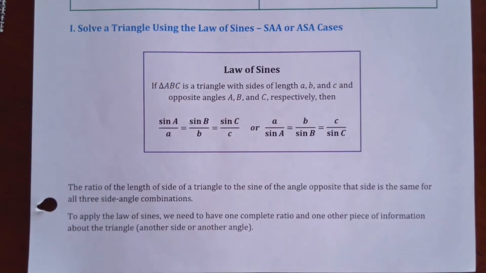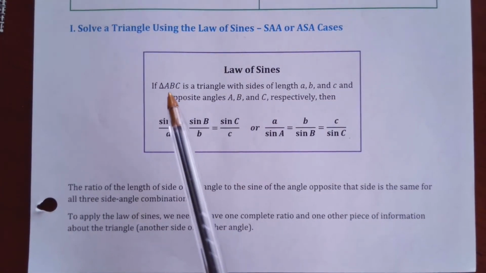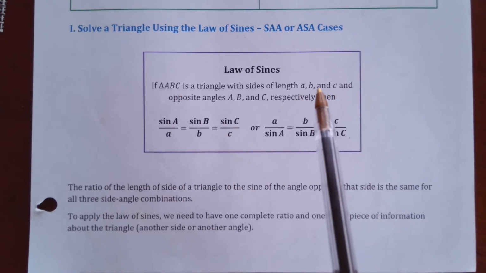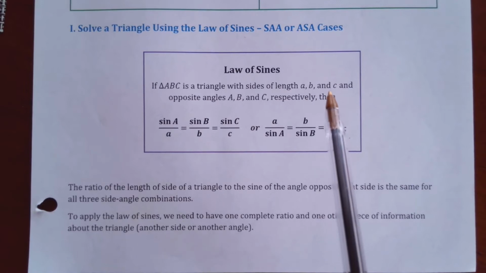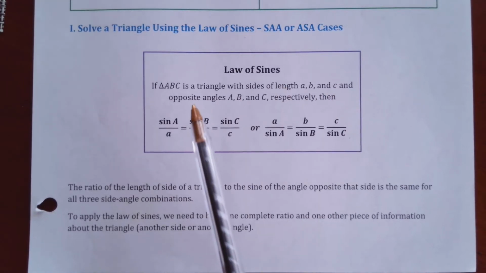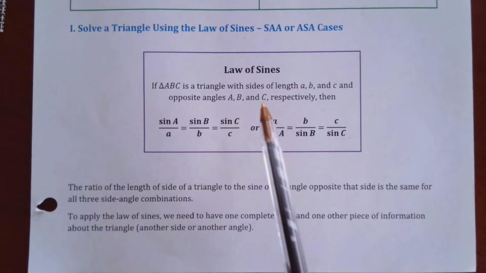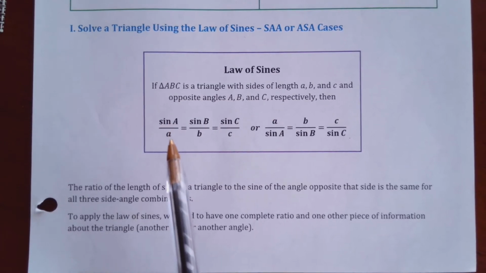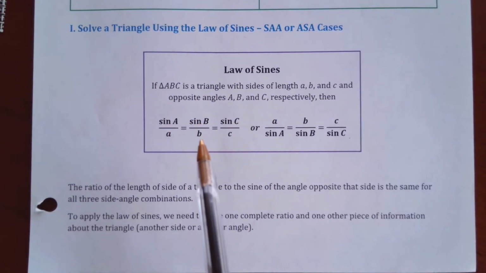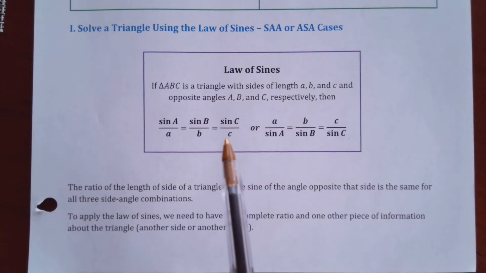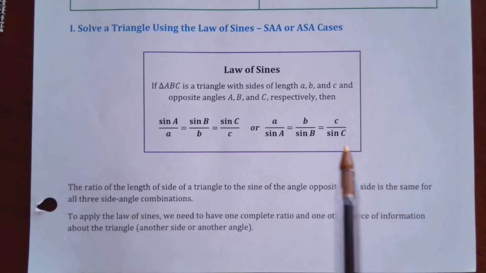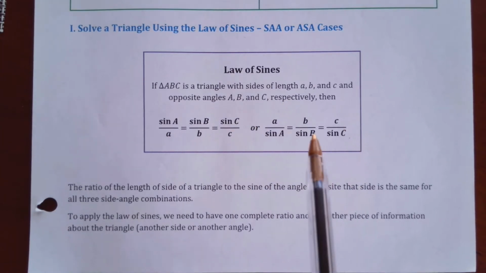All right, so it says the law of sines. If you have a triangle ABC, and they have sides of length a, b, c, and remember the sides always are the lowercase, and then you have the opposite angles, A, B, and C, which are your capital letters, always represent angles. Then the law of sines is the sine of A over a equals the sine of B over b equals the sine of C over c. Now, if you've learned this before, some of your teachers or some books teach it this way. It's the same exact thing.